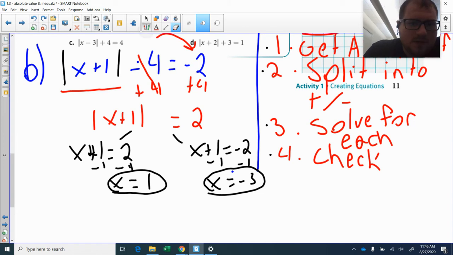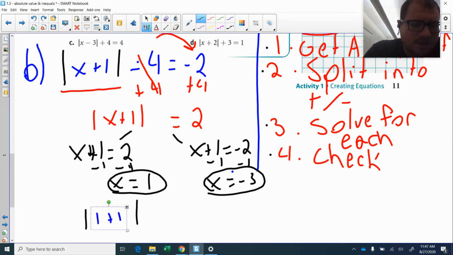Let me get my pen out. If I just plug x in, this would be the absolute value of 1 plus 1, and absolute value, minus 4 should equal -2. Let me change colors there for you, just so you can see a little better.